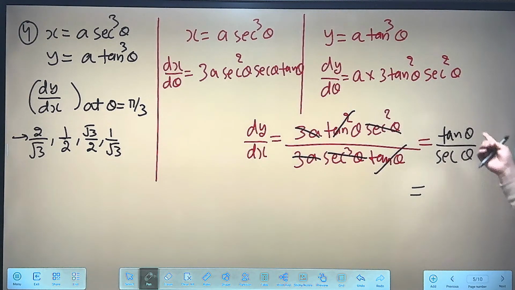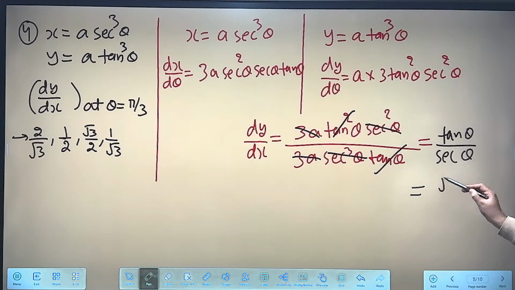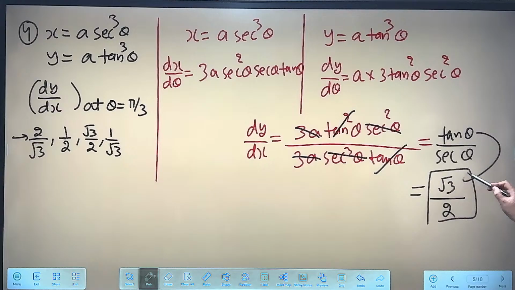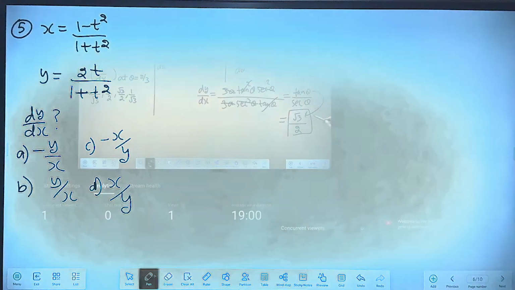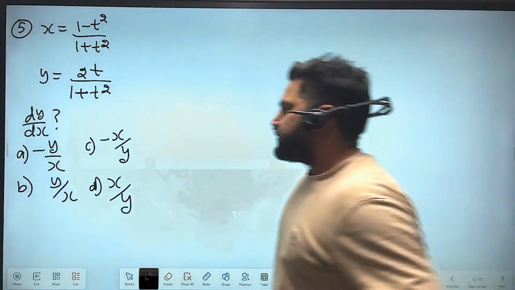After the differentiation, what is tan 60 degrees? Tan 60 is root 3. And what is secant 60? Secant 60 is the reciprocal of cos 60. Cos 60 is 1 by 2, so secant 60 is 2. So the answer is root 3 by 2. This is the final answer, root 3 by 2. Fine. Moving on, the last question of this class.